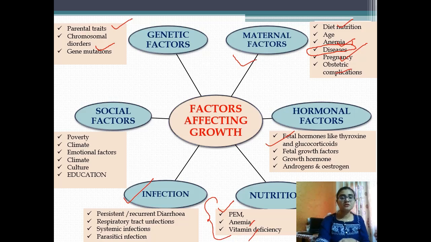Moving to social factors, very important, which are generally left out. Social factors like poverty, climate, emotional factors, culture of that family, and education. Poverty means a family which is economically weak. Of course, that family will not be able to give proper fruits, proper diets, or maybe complete diets to the child. Maybe there is some skipping of diets, right?